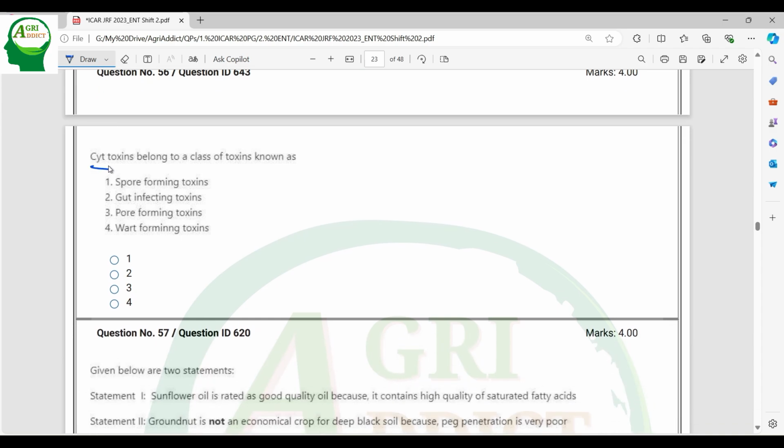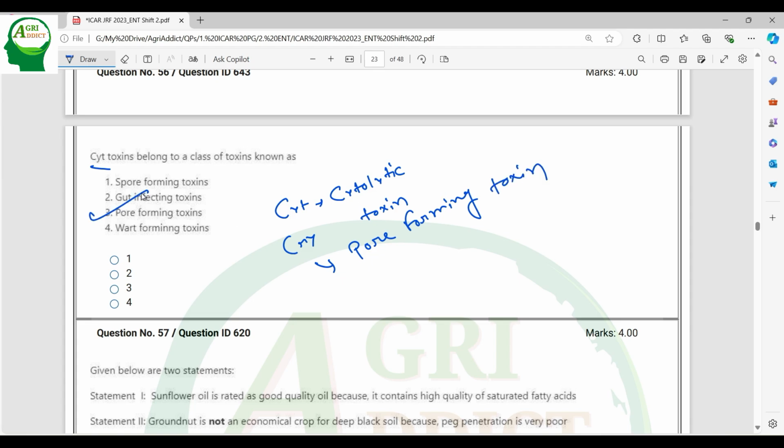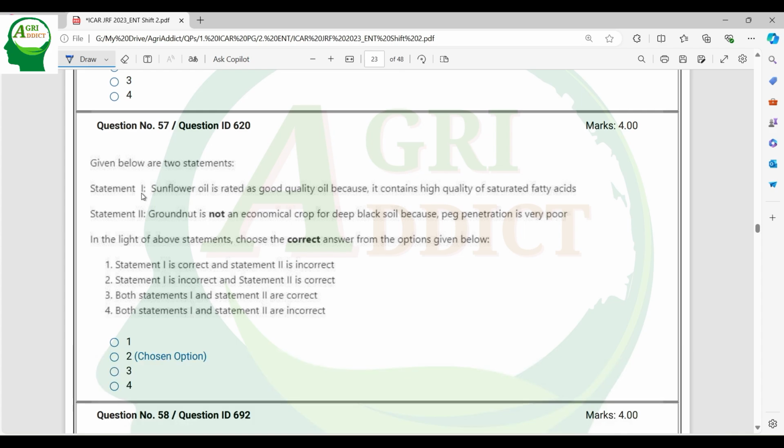Cyt toxin. What is Cyt toxin? Cyt toxin is cytolytic toxin. It is also one kind of Cry toxin that is mainly a pore forming toxin in the gut. So this is option 3, that is pore forming toxin.